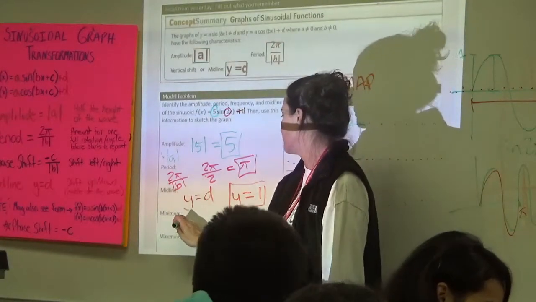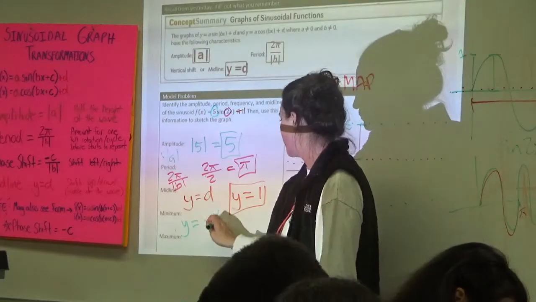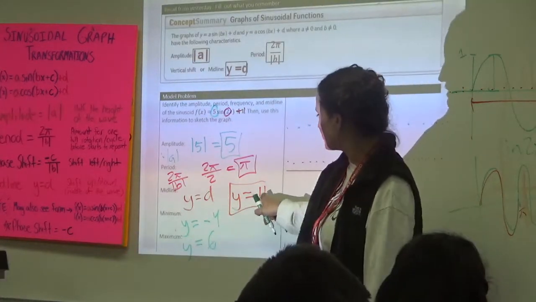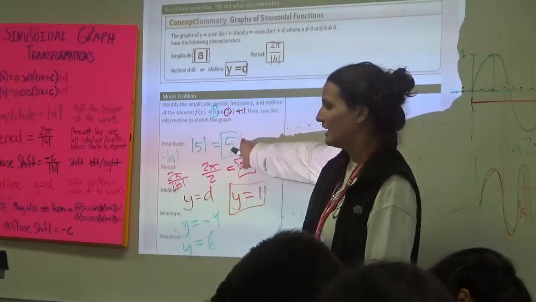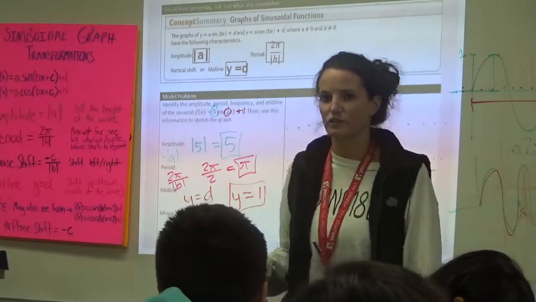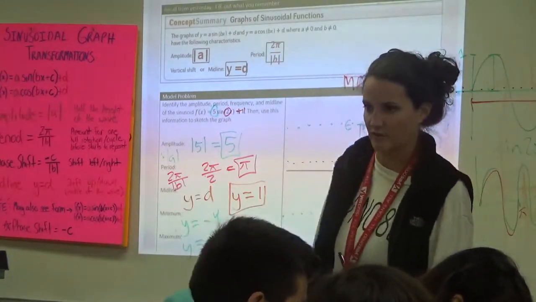You could also find your min and max, so that's y equals -4 and y equals 6. You could also find it by just always taking the midline, 1, and adding 5 and subtracting 5, right? But I wanted you to visually see why we'd be adding 5 and subtracting 5. That's what we just did.